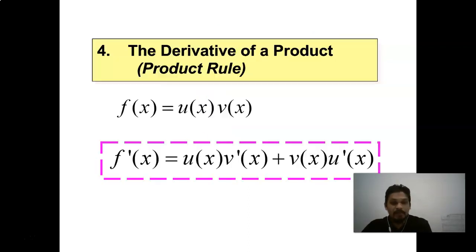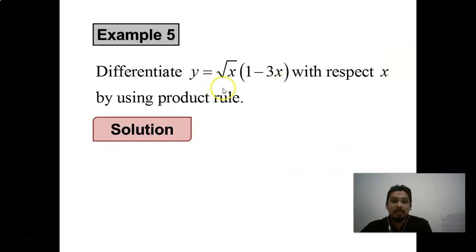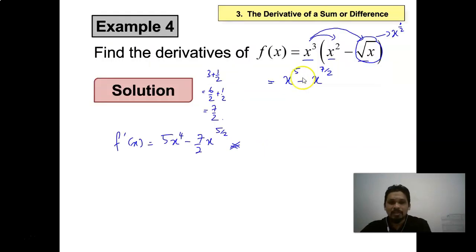Okay, then next, the derivative product rule. Here f(x) equals u multiplied with v. So f prime equals u multiplied with v prime plus v multiplied with u prime. If you look at this question, it is similar to the previous one here. Actually, there are two methods. Never mind, this is the first method: we expand it and differentiate later.